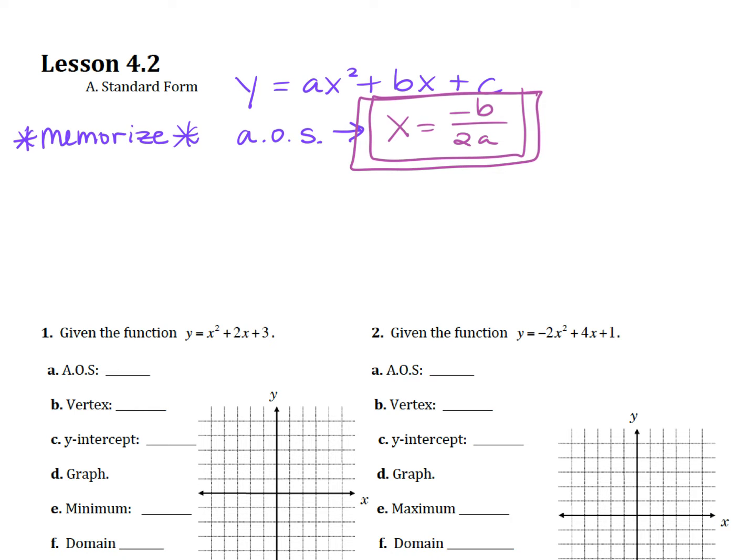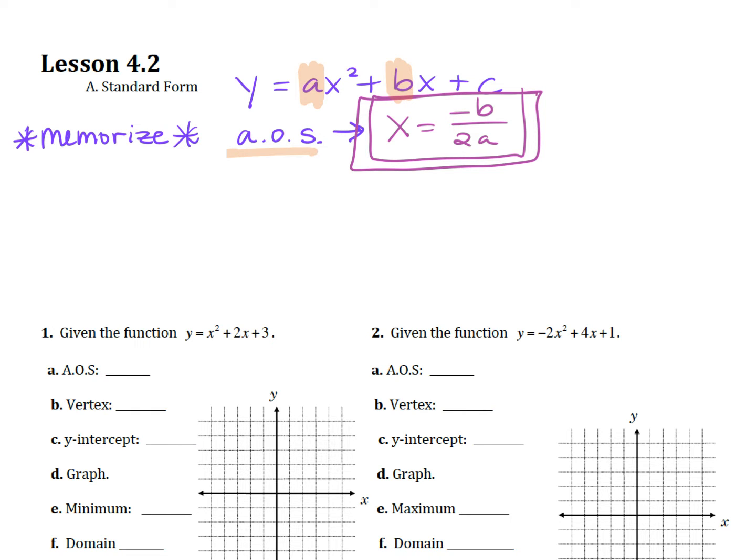This is super important. Make sure you memorize it. It's not a tough one, right? The opposite of b, and then divide by 2 times a. And we're talking about b and a, okay? So in that standard form, you're going to take the opposite of the b value and divide by 2 times the a value. Okay, so that's to find the axis of symmetry.